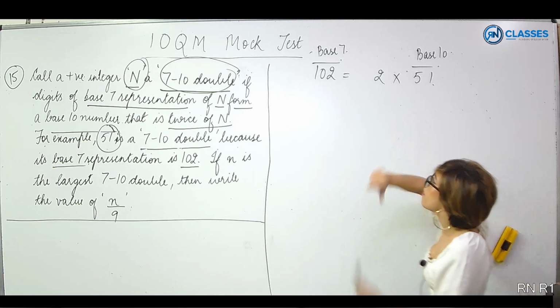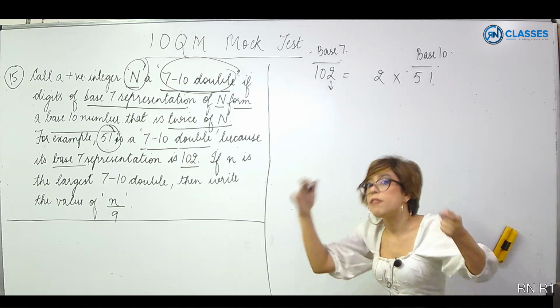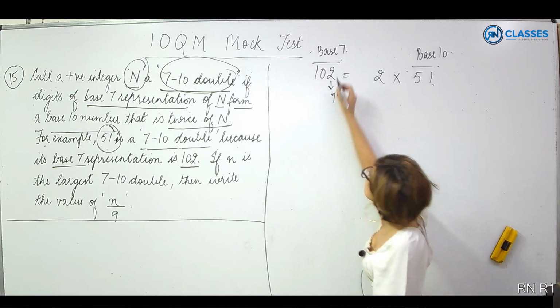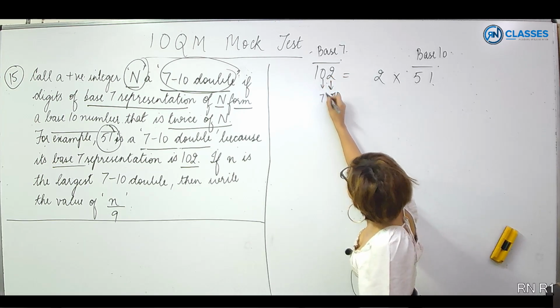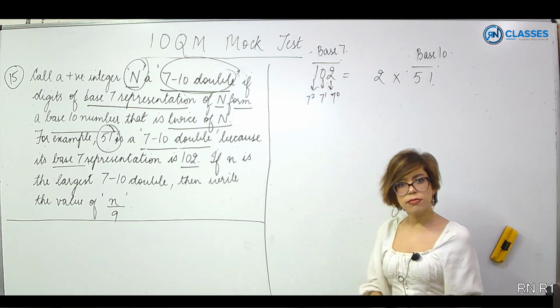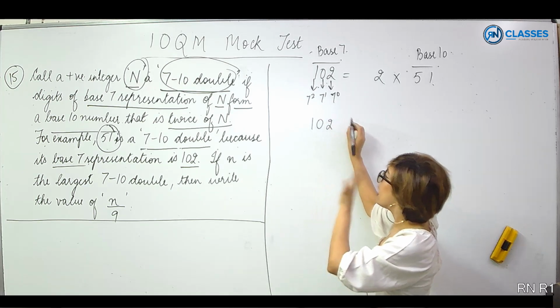But this is base 7. That means here the place values are in terms of powers of 7. Here the place value is 7 raised to 0, here it is 7 raised to 1, and here it is 7 raised to 2. That means 102, let it be as it is.